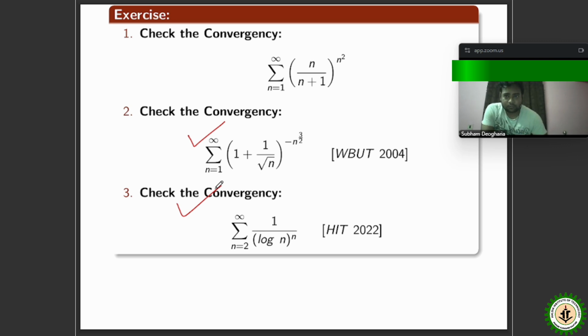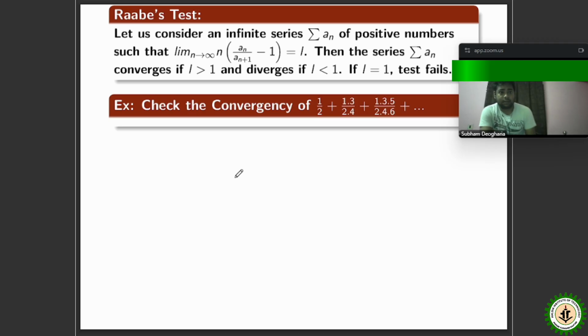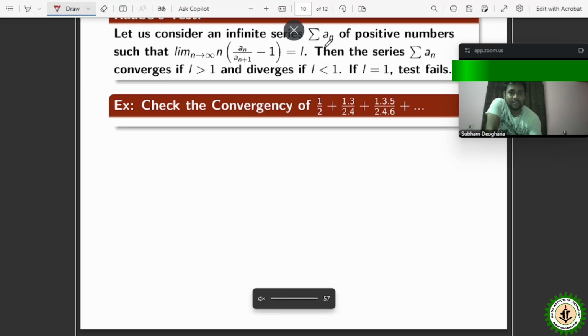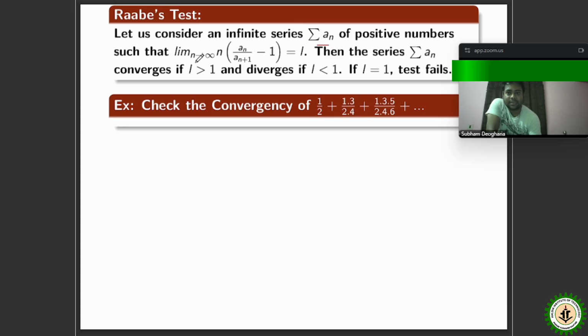Now come to the last part of this lecture, which is Raabe's test. Let us consider an infinite series a_n of positive numbers such that limit n tends to infinity n into (a_n by a_(n plus 1) minus 1) is l. Then the series converges if l is greater than 1. For l greater than 1, the series will be convergent, and for l less than 1, the series will be divergent, and for l equal to 1, the test fails.